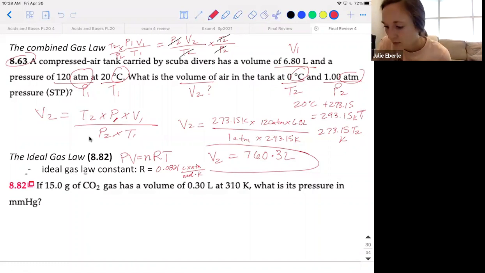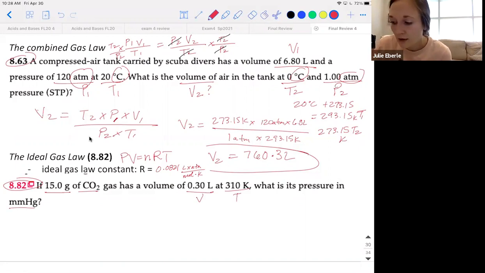Here's an example problem. You'll be given 4 of the 5 pieces, and you're solving for something. So it says if 15 grams of CO2 has a volume of 0.3 liters, so there is our volume, 310 Kelvin, there's our temperature. We already know R, what's the pressure? So we're solving for pressure. It says in millimeters mercury, by the way.